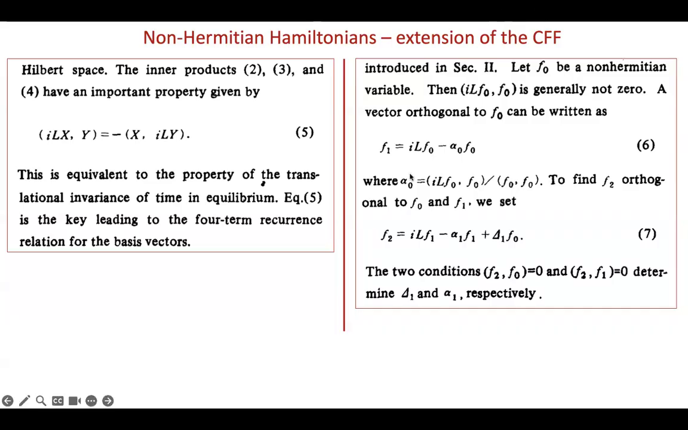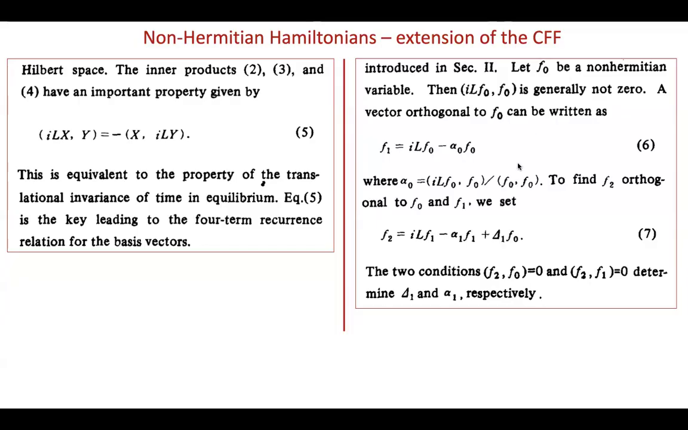And so you introduce this alpha 0, and I claimed that this alpha 0 is IL f0 f0 over f0 f0. But this is not new. You have seen this before. This is the susceptibility, typically. Remember when we studied the spin operators, this was an SXJ type quantity. That was susceptibility. Now it is IL f0 f0.